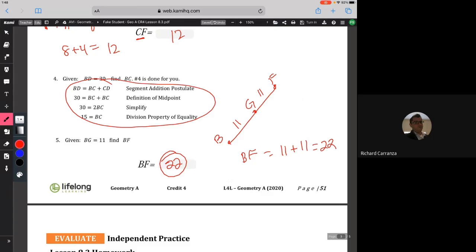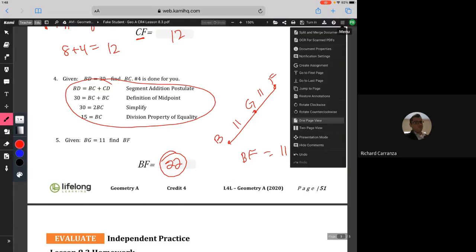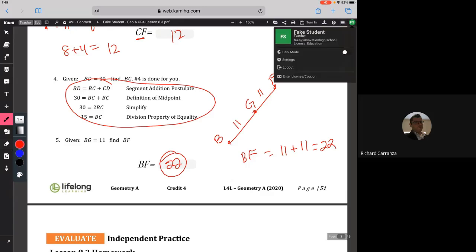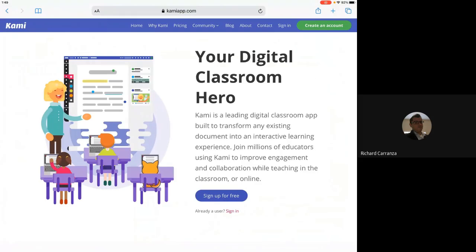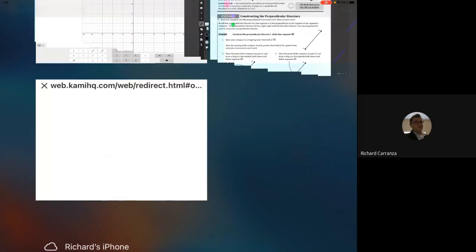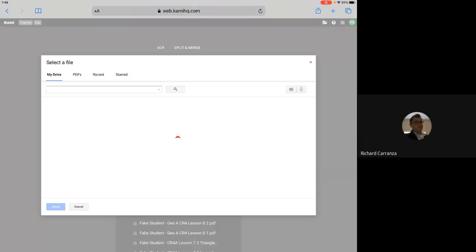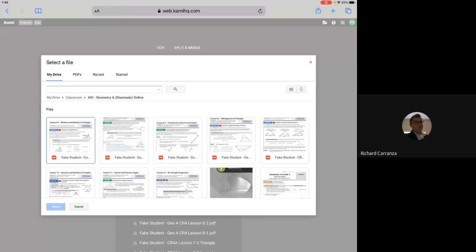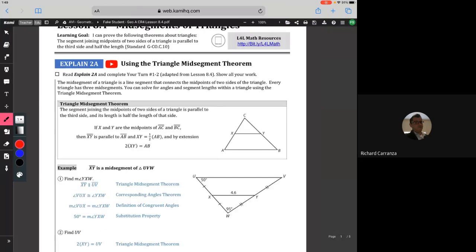All right, so let's go ahead and go to lesson 8.4. I hate that it keeps asking me to do that. All right, so we're going to do 8.4. And 8.4 is very, very similar.